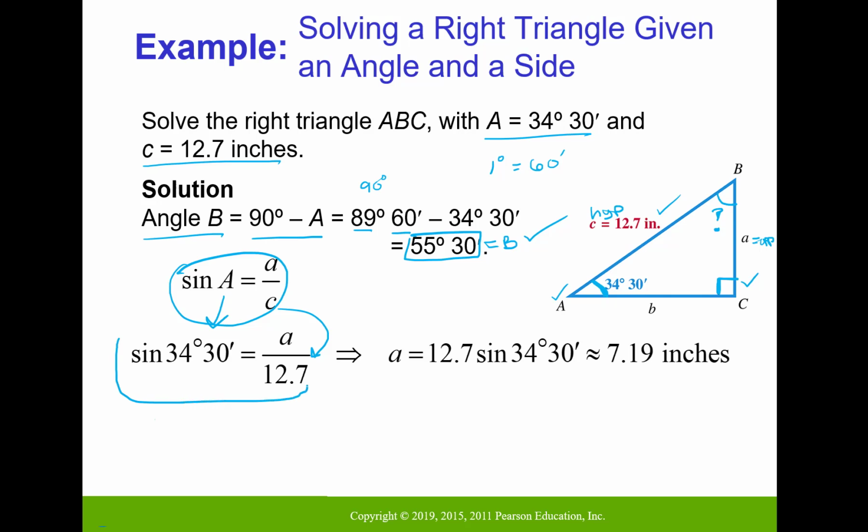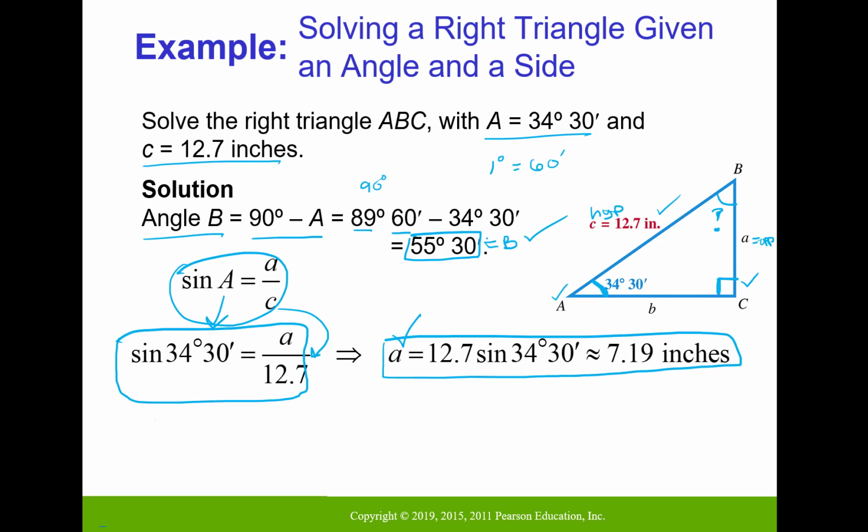You have an equation with only one unknown value, so we can solve this. If we multiply both sides by the denominator, it's going to give us our missing side. So we just say 12.7 times sine, and that's about 7.19 inches. And there, now we have 2 out of our 3 side lengths.